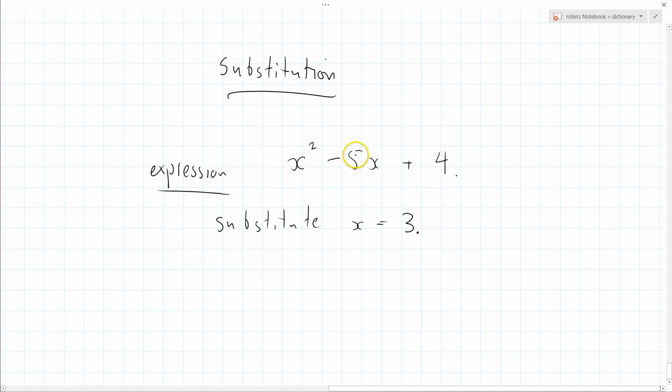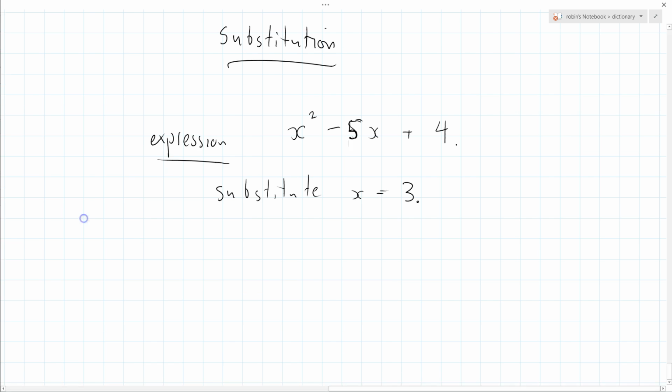So I've got x squared minus 5x plus 4. This might be an equation that crops up if you're working out some kind of formula to do with simple interest. It might be a formula that works out how much power there is in an engine or something like that. It could be a formula used in any aspect of science. If I say substitute x equals 3, what does that mean? Well, I've got x squared minus 5x plus 4.